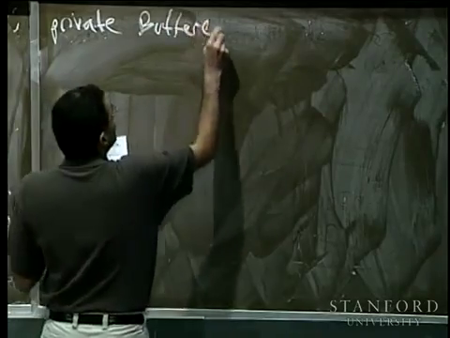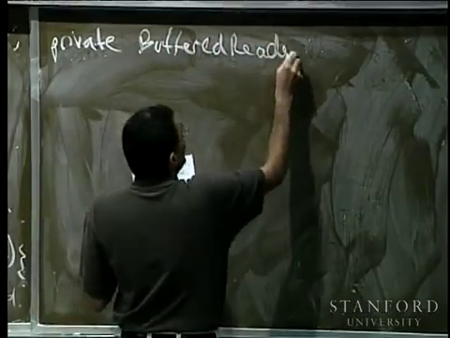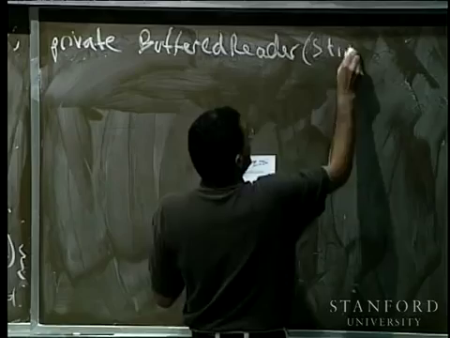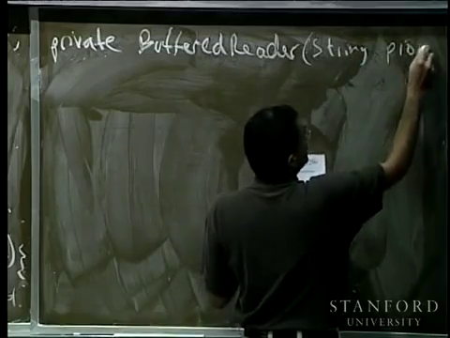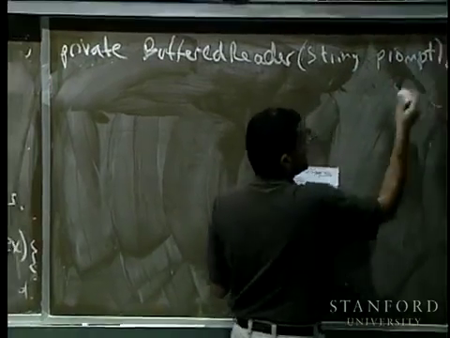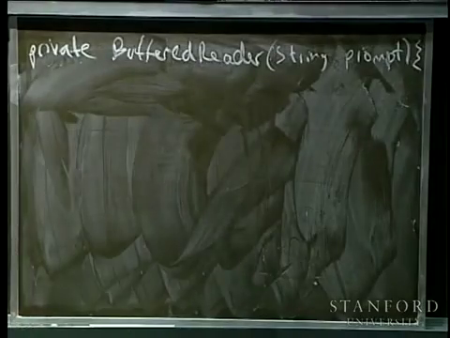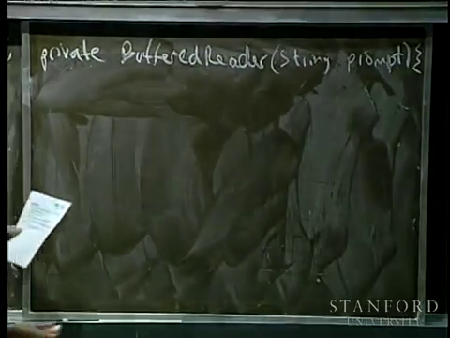buffered reader. And what it's going to get passed is basically some string, which is a prompt to ask the user for the name of the file to open. So that's a common thing you want to do. You ask the user, hey, what file do you actually want to open for reading? So how might I do that?